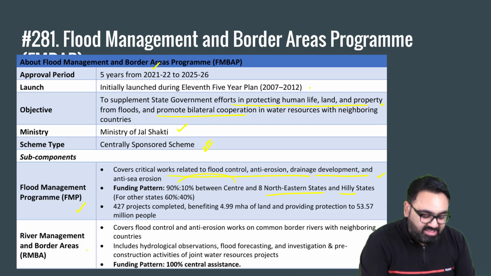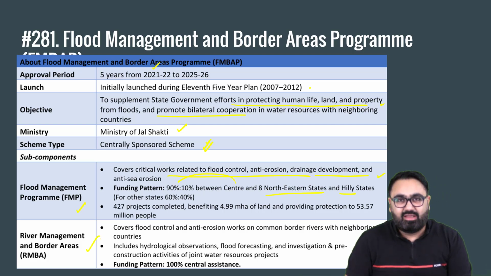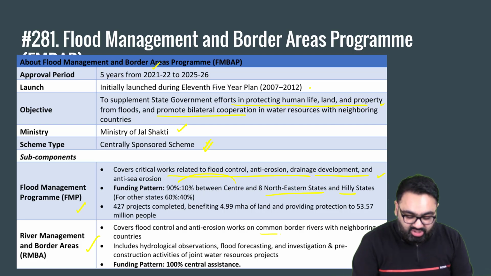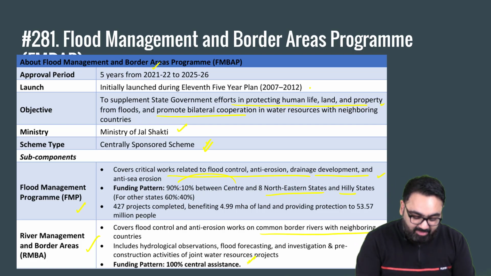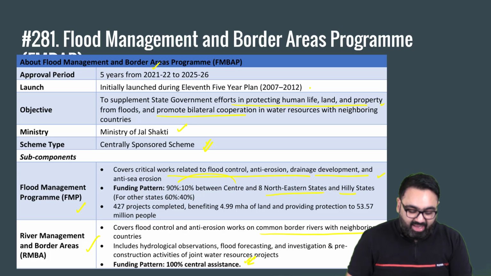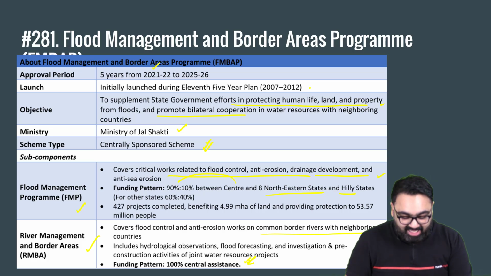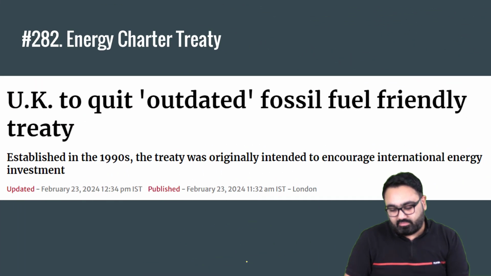Then the second component is river management and border areas. Over here, there will be anti-erosion work done on the border areas where Indian government will be spending most of the money. 100% central assistance will be given in funding pattern for this second part of the project.